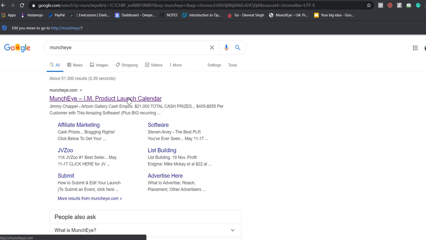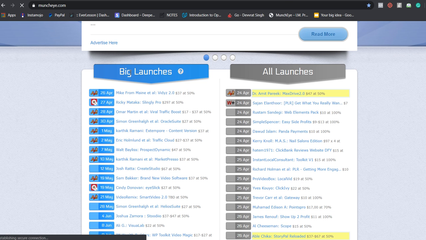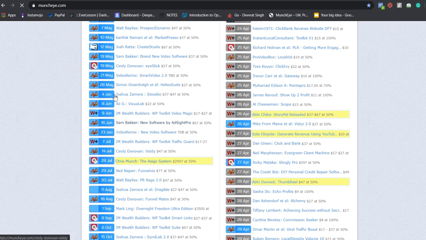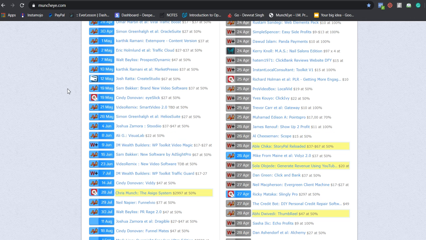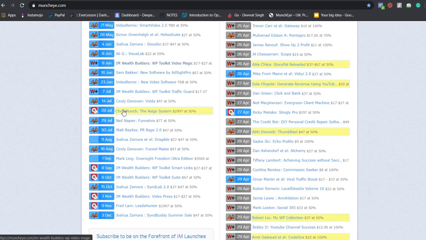See each and every different affiliate platform like JVZoo, ClickBank, etc. So what is a launch? There are two types of launches, big launches and all launches. You can see these are the names of the product owners and the launches. Sam Baker is well known, and Karthik Ramani is from India.